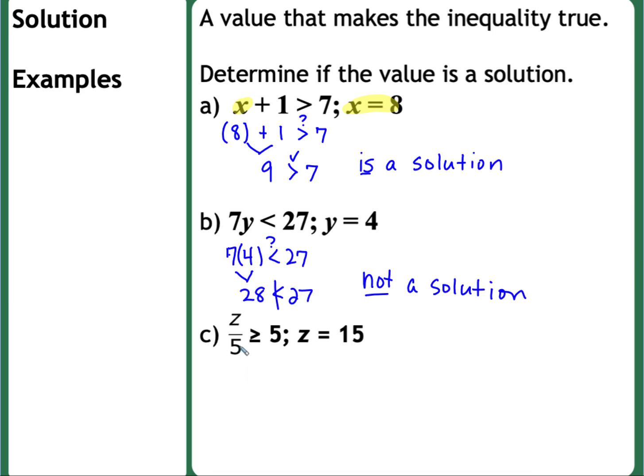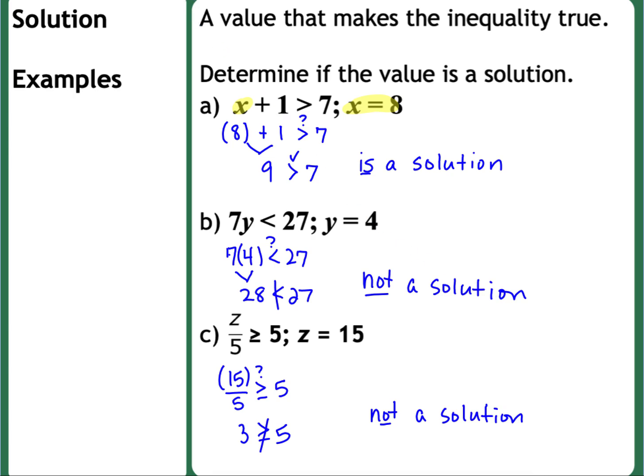And for C here, I have z over 5 is greater than or equal to 5. That means whatever I get here could be greater than or it could be 5, and this would be true. So let's see what we get here. So I substitute in 15 for z. Is that greater than or equal to 5? 15 over 5 is 3. And 3 is not greater than, and 3 is definitely not equal to 5. So put a slash and not a solution.